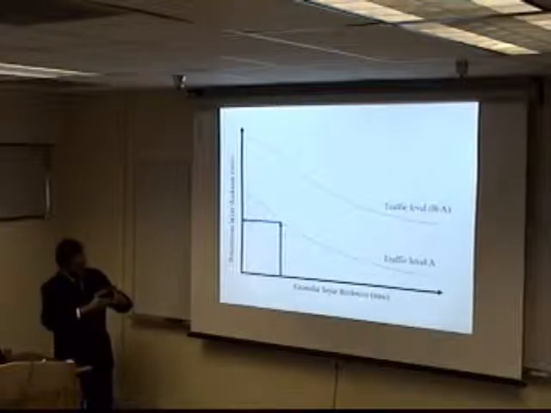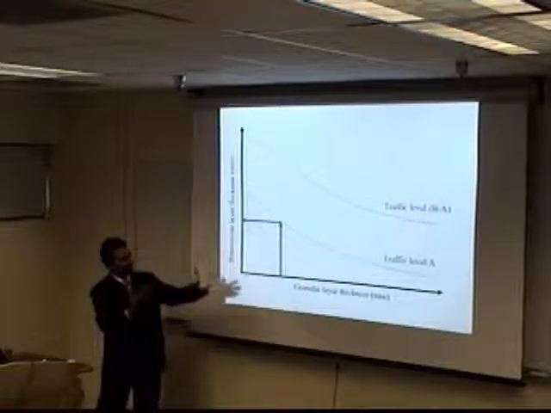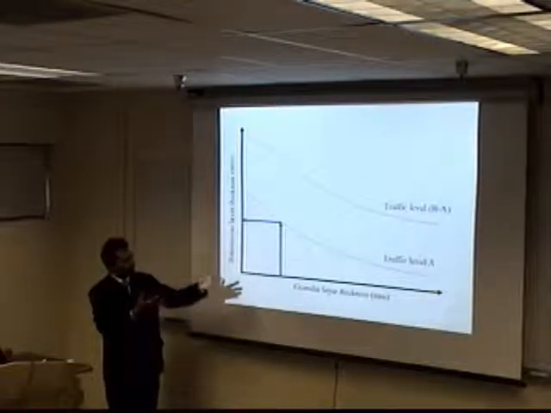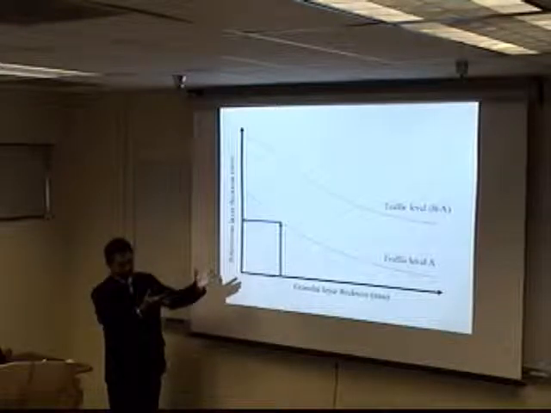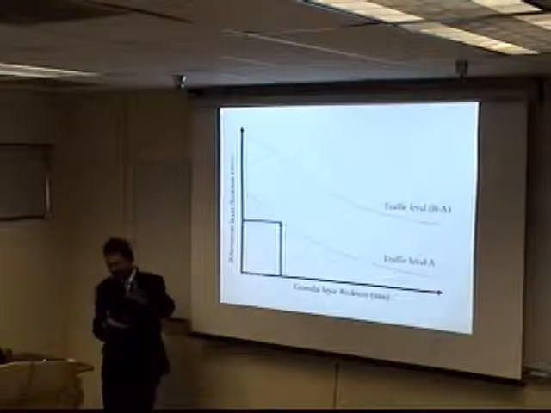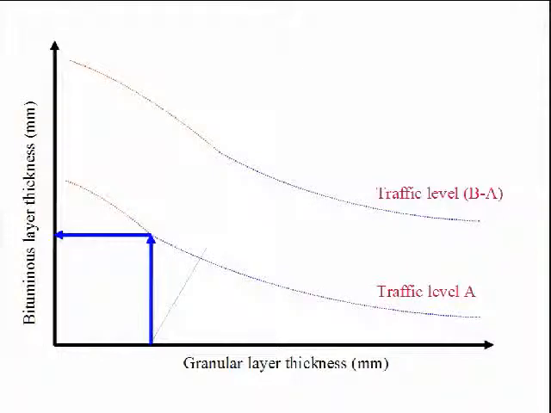Now, after the expiry of traffic level A, if I assume that the bituminous layer thickness has completely deteriorated and converted to granular thickness, then I have to use this as the granular layer thickness, and subsequently find out the additional thickness required for the remaining amount of traffic, B minus A.